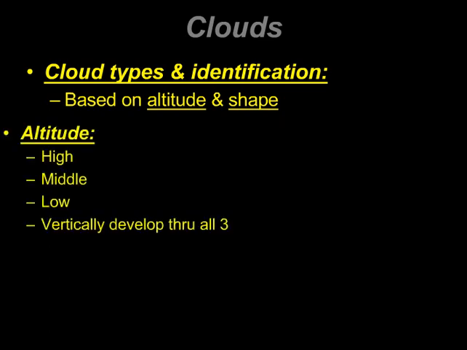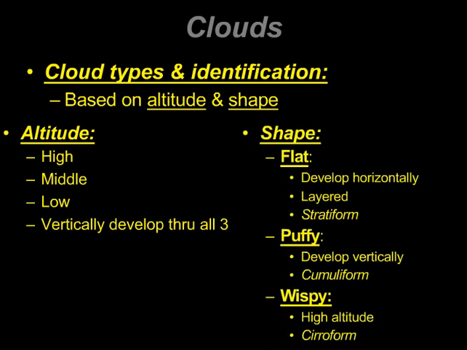First off, altitude. We've got those that are at the high levels, up at the top or near the top of the troposphere, those that are closer to the middle, and then those that are closer to the surface, those that are lower. We have one that actually grows and develops through all three. It starts off low and then grows vertically up over time. In terms of shape, we've got three different key characteristics. We've got flat, puffy, and wispy.